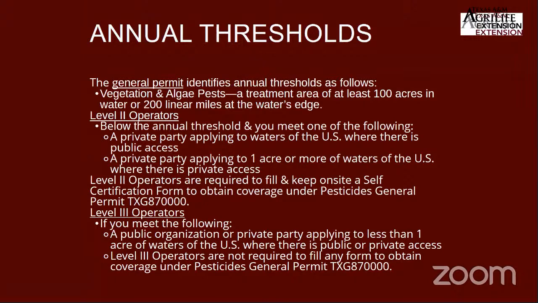Typically this is not a lot of people I work with, but I like to put this information in there. You do not need to file for the general permit if you're a level 2 or 3 operator. A level 2 operator is when you are applying to 1 acre or more of water. And if you're a level 2, you are required to fill and keep on site a self-certification form. Level 3 operators are those applying to less than 1 acre of water, and you are not required to fill out that form, but it's still recommended because for the most part it's there to kind of cover your butt in case something happens.